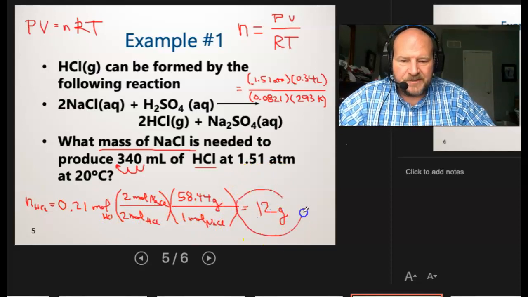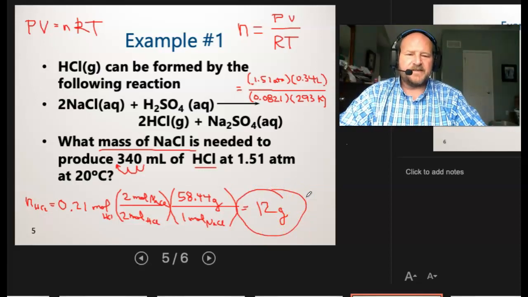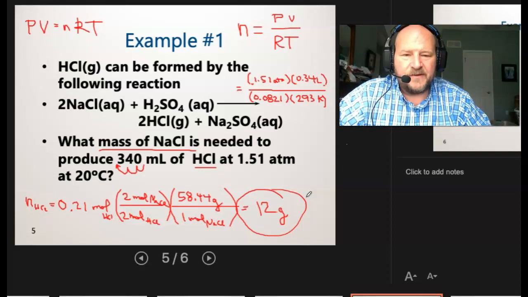So that equation then is going to make us 12 grams of salt. All right. Hopefully I didn't go too fast there. If I did, just go back in. Remember, it's a video. You can slow it down and take a look at each step. If you're still confused by this, make sure you get a hold of me.